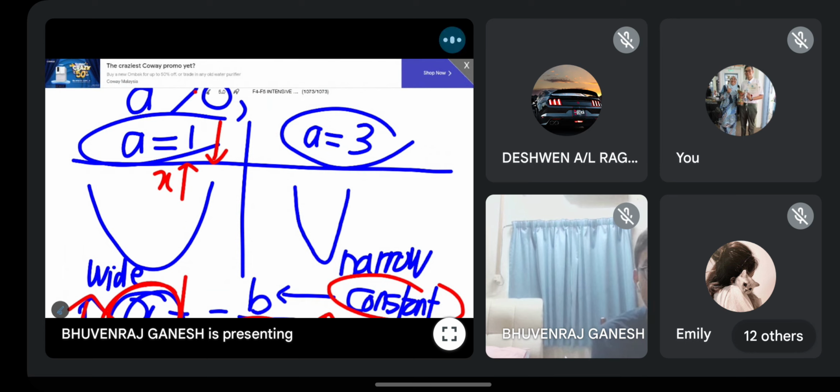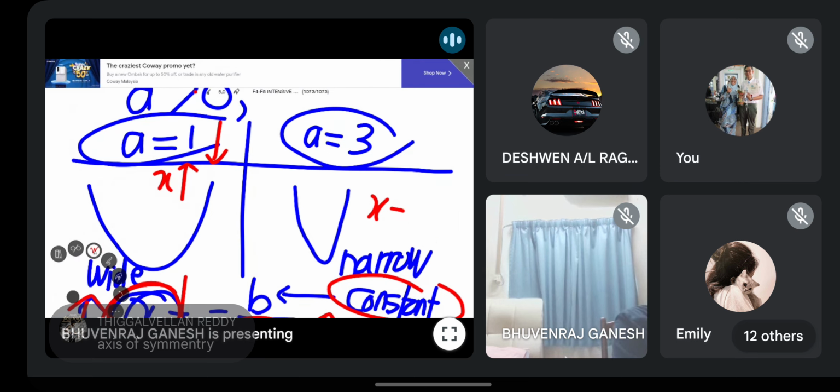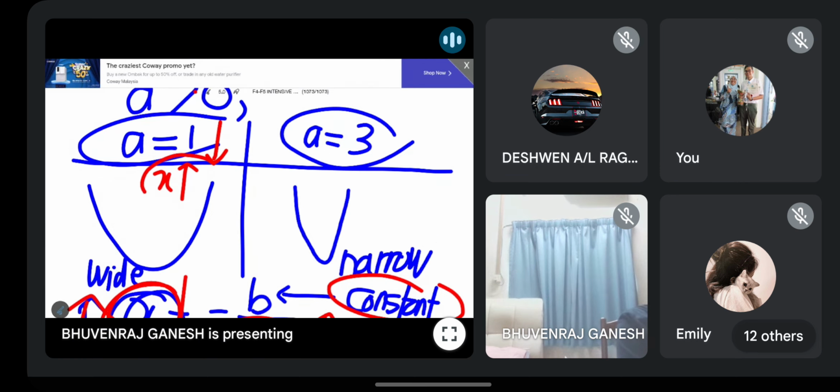Hello guys. X value. What does X represent in X equals negative B over 2A? No, not punca, just now only we talk about it. Yes, axis of symmetry, correct. So guys, if my X value is high, it means my axis of symmetry (AOS) value is high. So can you all understand now why the graph is so big? Because my axis of symmetry value is high.